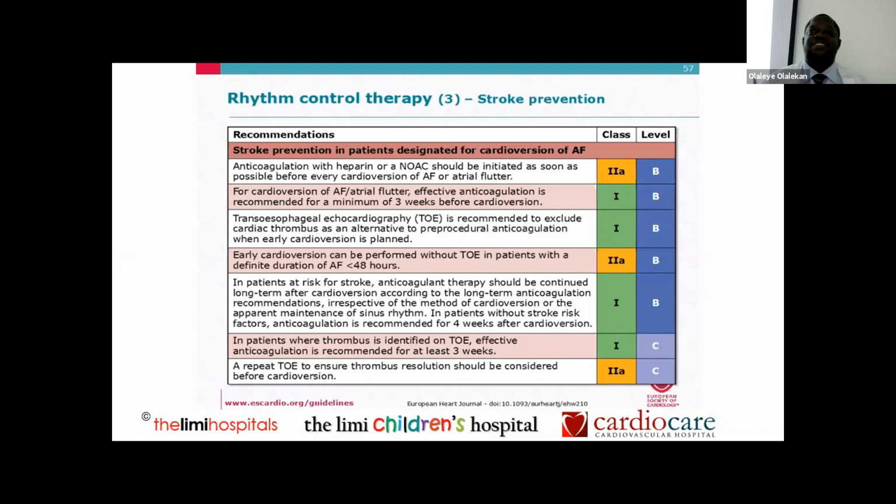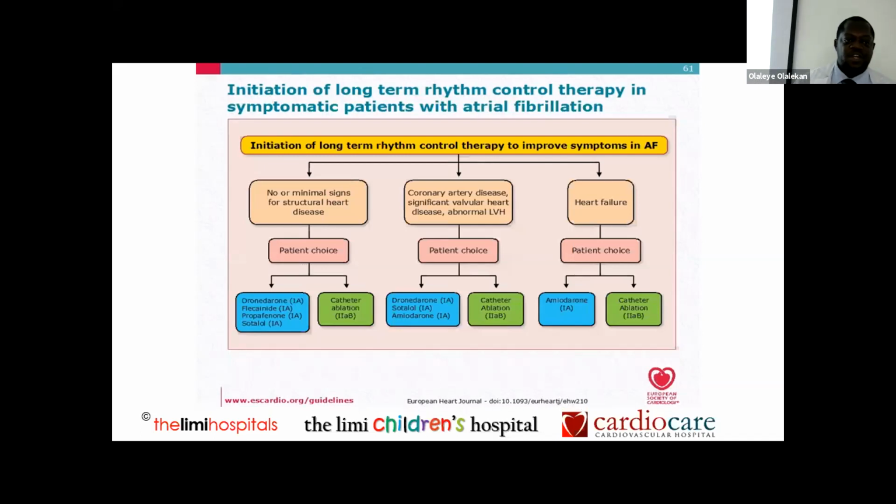And for those with less than 48 hours, you may need to quickly do a transesophageal echo to rule out thrombus in the left atrium or the left atrial appendage. And once you can do that, you can do your cardioversion, but it is still advised that in that group of patients, you start them on anticoagulation. You can do your cardioversion without prior anticoagulation, but irrespective of duration, it is advised to start your anticoagulation and continue for at least 4 weeks after the cardioversion.